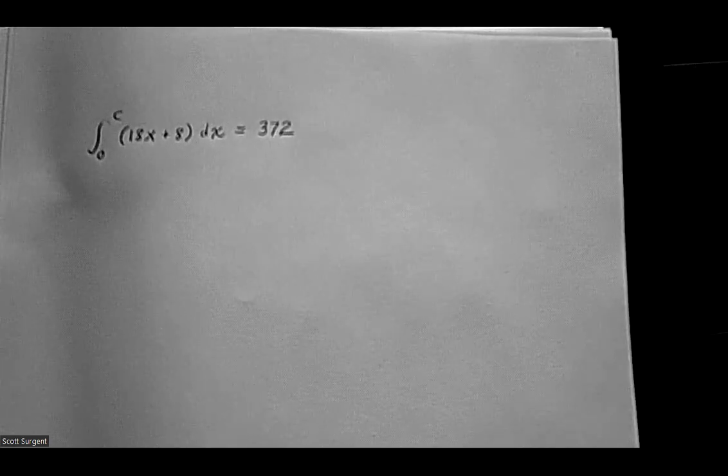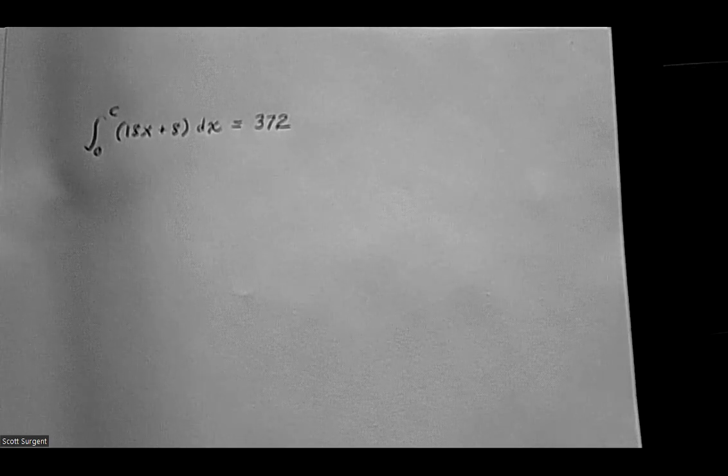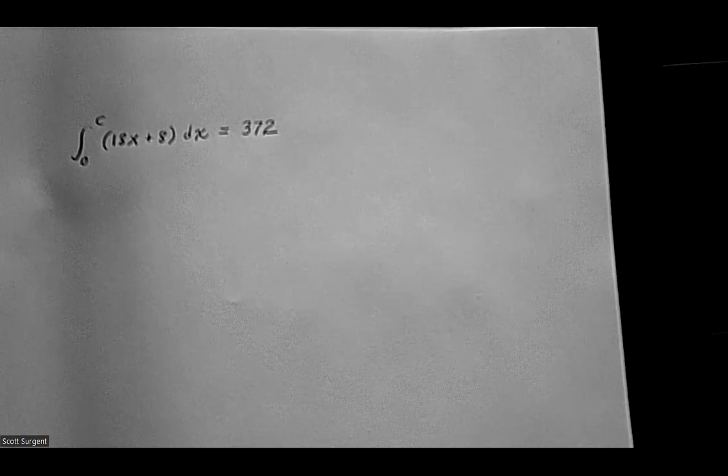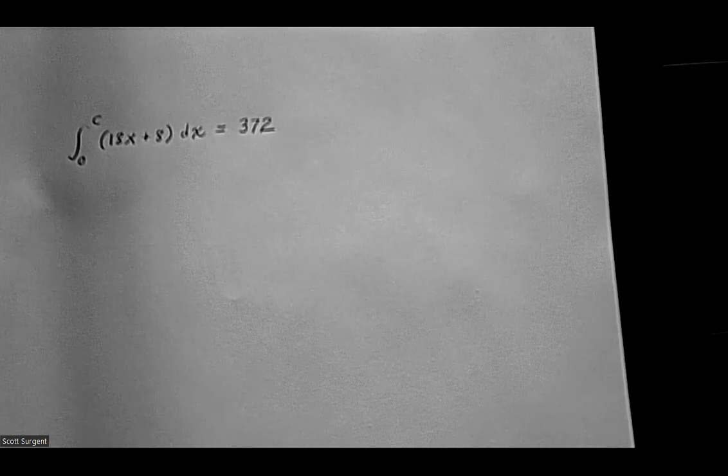So we have the integral from 0 to c of 18x plus 8 dx equals 372. We want to find what c is. C is an upper bound of the integral. So one way to do it is just to gut it out using algebra. So we integrate. You get 9x squared plus 8x.